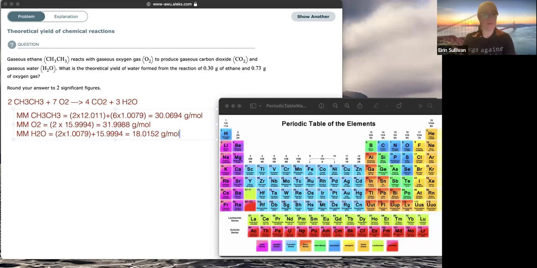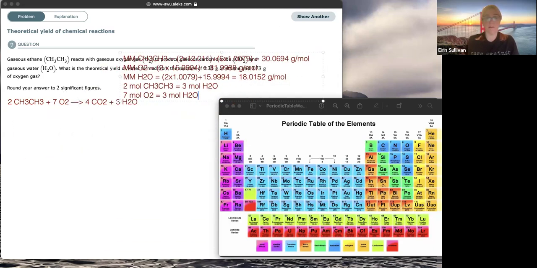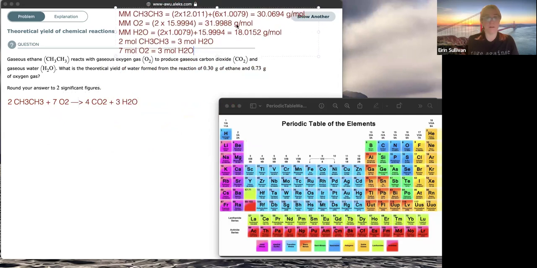All right, so then I've got to gather some mole ratios. For every 2 moles of C2H6 that react, I will make 3 moles of water, okay? 1 mole ratio, done. For every 7 moles of oxygen that will react, I'm going to make 3 moles of water. Now, that is everything that I'm going to need to be able to answer this question. So I'm just going to stick it up there.